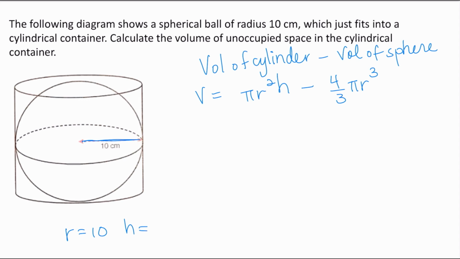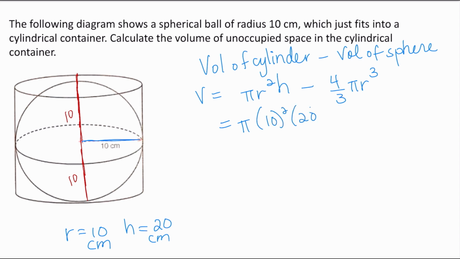So right now, we are going to say that this fits just tight into this container. And so the diameter of this sphere is going to be the height of my cylinder. So the height is going to be 10, which is the radius, plus another 10 to make the diameter. So the height is going to be 20 centimeters. And we're going to go ahead and use that information to substitute into the formula. Pi times 10 squared times the height, which is 20.